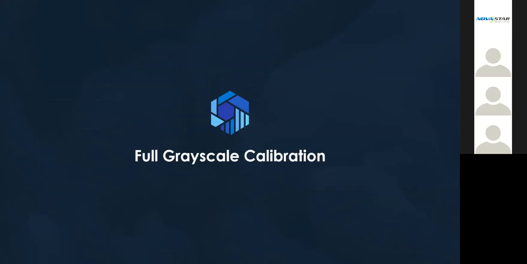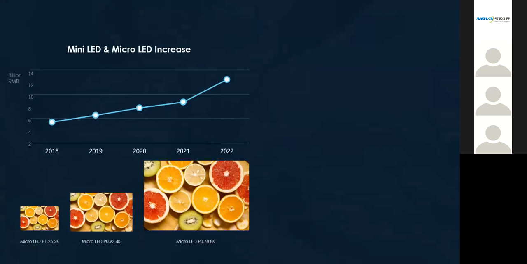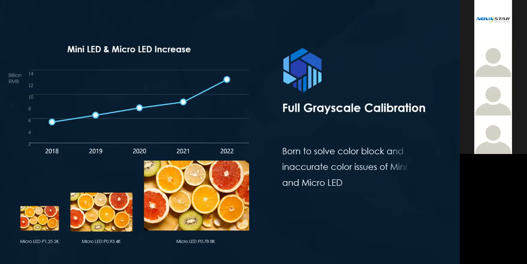The second core technology is full grayscale calibration. This is the sales amount of mini and micro LED over the past few years, and we can clearly tell that this market will continue to expand in the future. But along with mini LED and micro LED, some new issues have occurred, which we've rarely paid attention to before. For example, the color blocks and inconsistent uniformity. All these are a big headache. Full grayscale calibration is born to solve these issues.